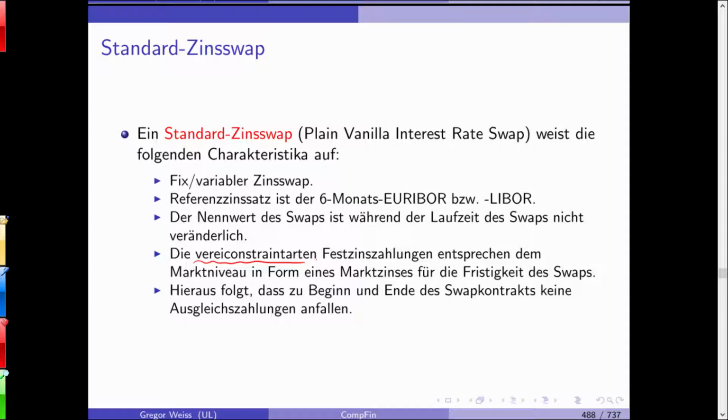The fixed interest rate payments are equivalent to the market level of interest rates, meaning that the swap rate is fixed in such a manner that no additional payment is necessary at the start or the end of the swap contract. Why? Why do you think usually market participants will fix the swap rate so that no additional payment is necessary?